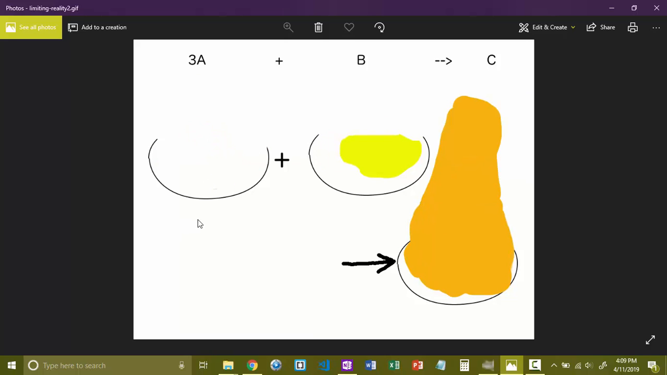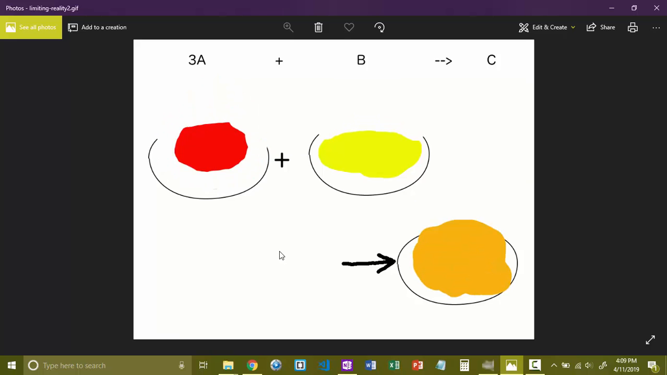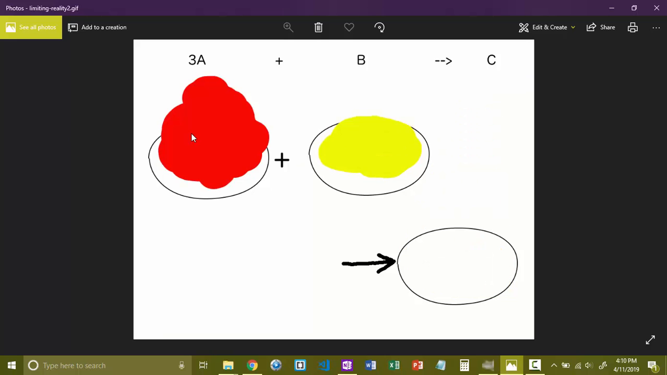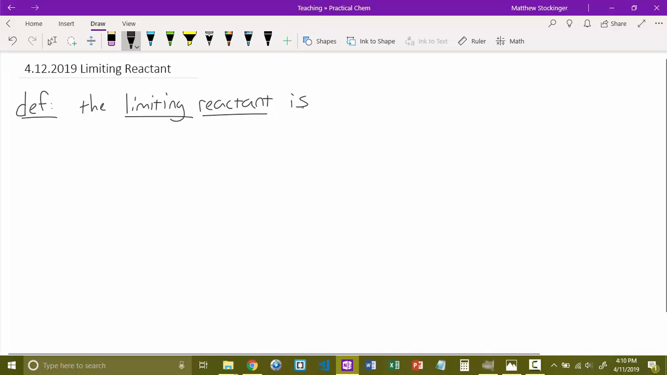So here's the concept. In a video, I'm going to show you how to do the calculation and figure out ahead of time, before you run the reaction, which one is going to run out first. So let's go ahead and take a look at that calculation. I'll go ahead and throw this definition into your notes for you. The limiting reactant is the one that runs out first. And you can expect to see this definition on a quiz.